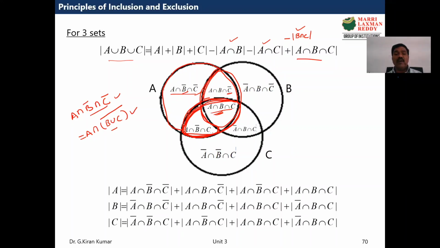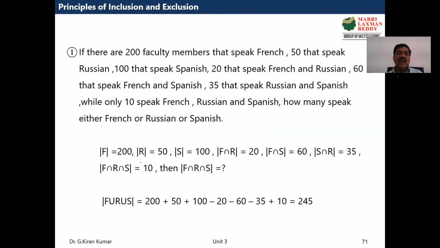So if you want to find the area of A, if all these components are given, then you can sum all these 4 components: 1, 2, 3, 4. Likewise for B, you need to add these 4, and for C, you need to add these 4. So these are the few formulas for this. And anyhow, for this also, you can apply the principle of inclusion exclusion for the 3 sets. Nothing great in this. Just go through it, you can easily understand. All the data is given.